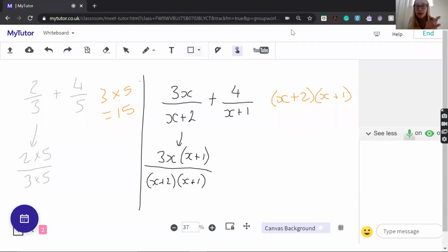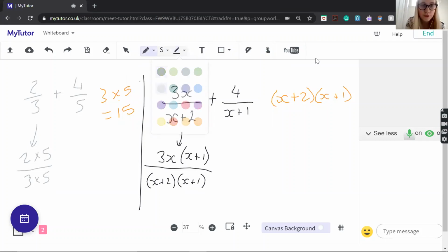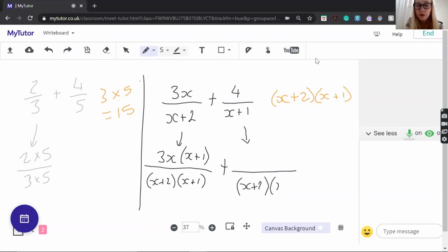Okay, cool. I think this is hopefully helping make a bit more sense, doing it with the numbers at the same time, which is good. I didn't want to confuse you more. Okay, now we'll do this side as well. Let's see what this becomes. We also want to write this as something over x plus 2, x plus 1.